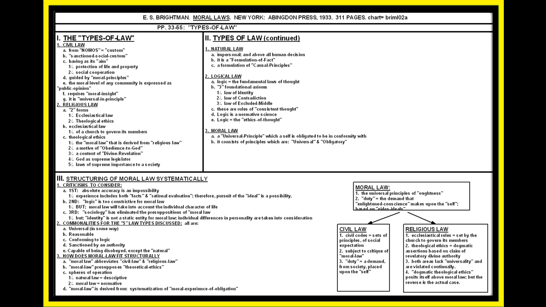Now, religious law is ecclesiastical rules set by the church to govern its members, and a theological ethics that is dogmatic assertions based on a claim of revelatory divine authority. Both areas lack universality and are violated continually, says Brightman. Dogmatic theological ethics posits itself above moral law, but the reverse of this is actually the case, says Brightman. Brightman doesn't approve of fundamentalism. Dogmatic fundamentalism cannot posit itself above moral law.